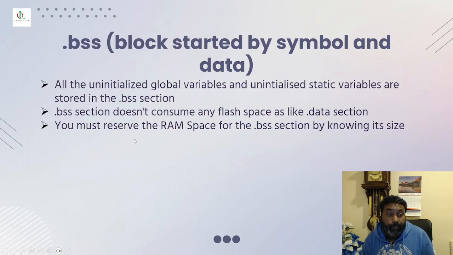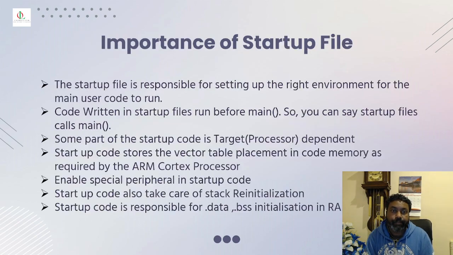The .bss section doesn't consume any flash space like the data section, as I said earlier. So you must reserve this RAM space for the .bss by knowing its size. That the GCC will tell you, and you're going to limit that space, reserve that space for .bss.